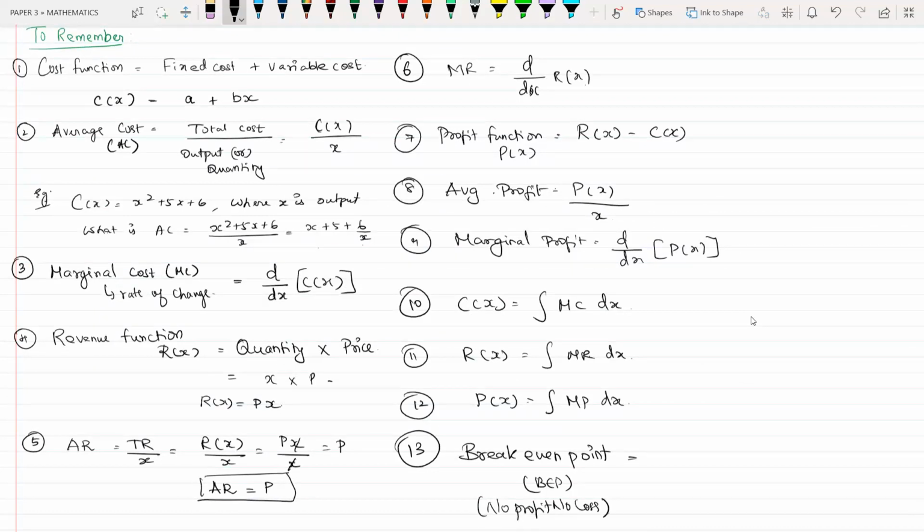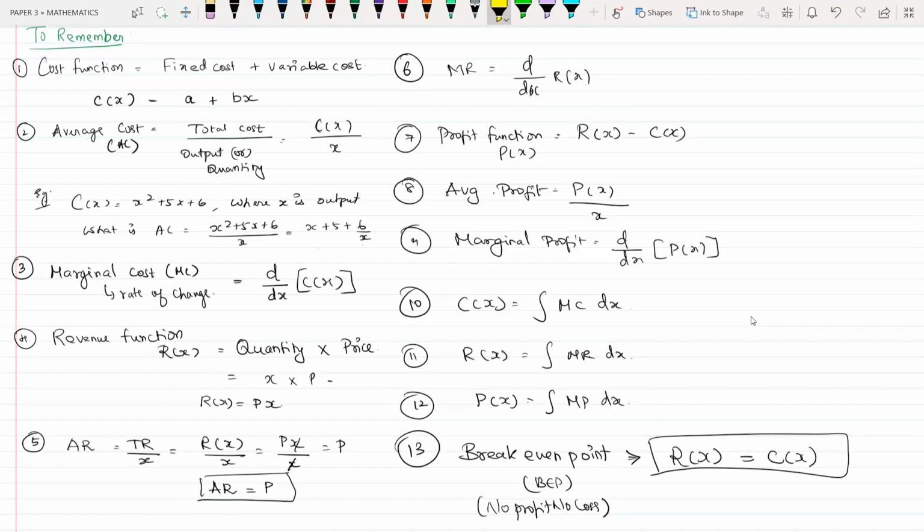So in this situation, what is my break-even point? My revenue function should be equal to cost function. This is the 13th thing you are having in your application of derivatives in economics. Just pause the video and copy down in your notebook. Okay.